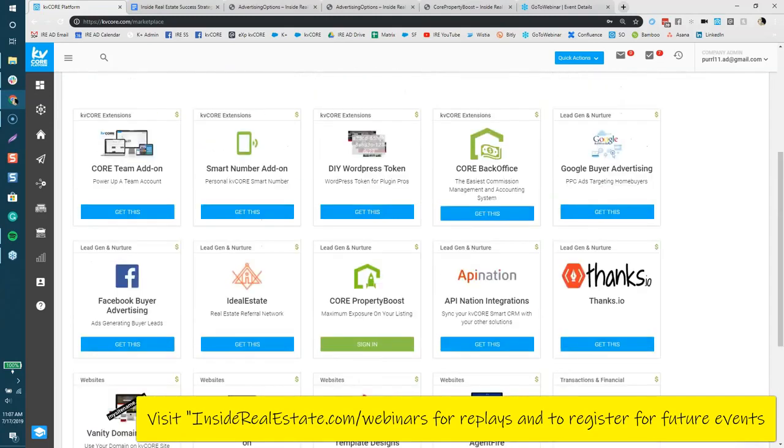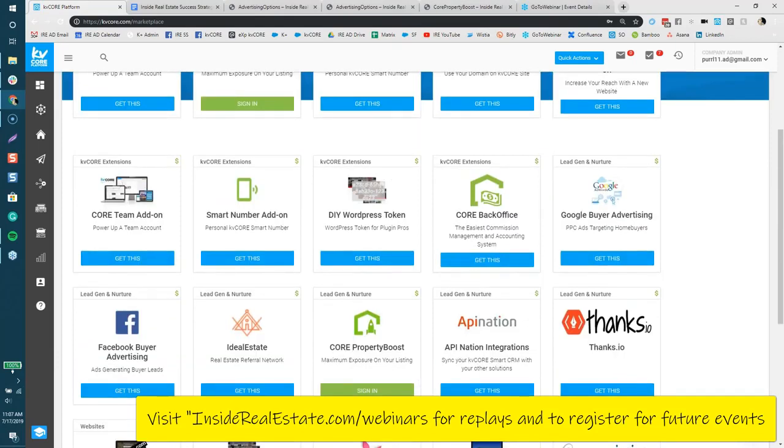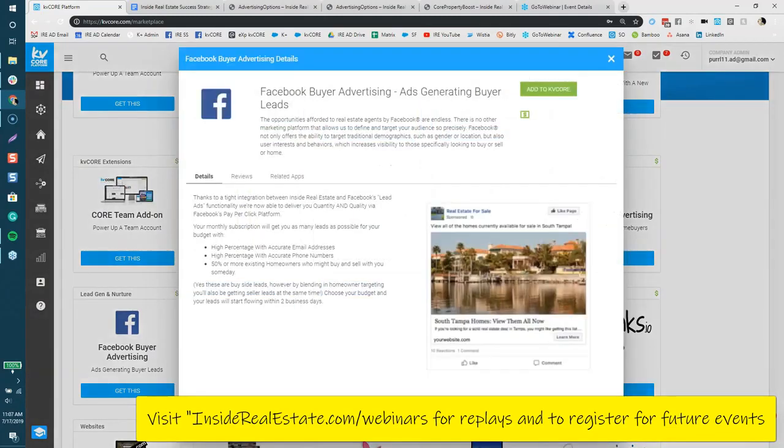Sure, and just as a reminder, to access information on Google Buyer Advertising and Facebook Buyer Advertising on kvCORE, just click into your marketplace, that little building down the left-hand side, and you will see the Google Buyer Advertising and Get This and the Facebook Buyer Advertising. And when you click Get This, it's basically saying, hey, open this so I can learn more about it. So that's where you can learn more details as well.